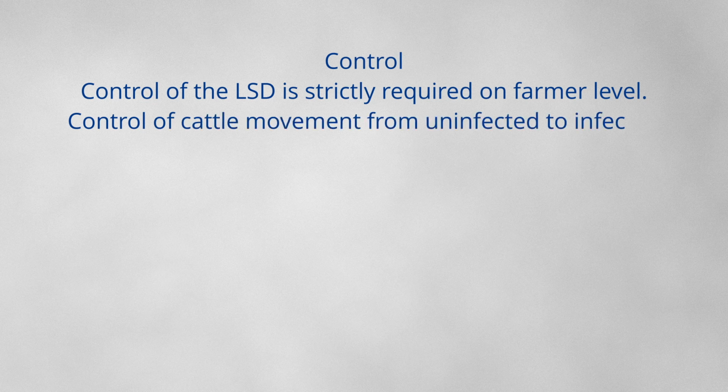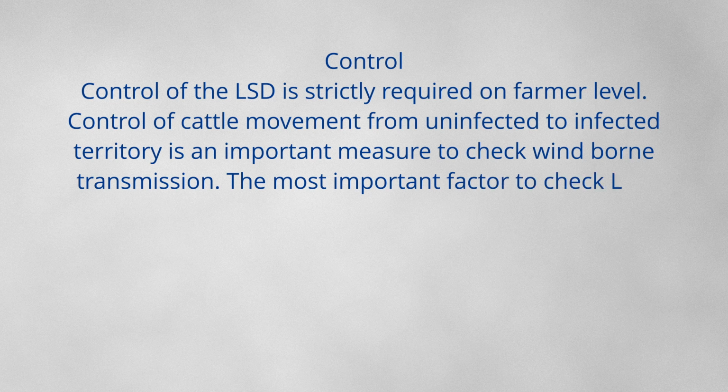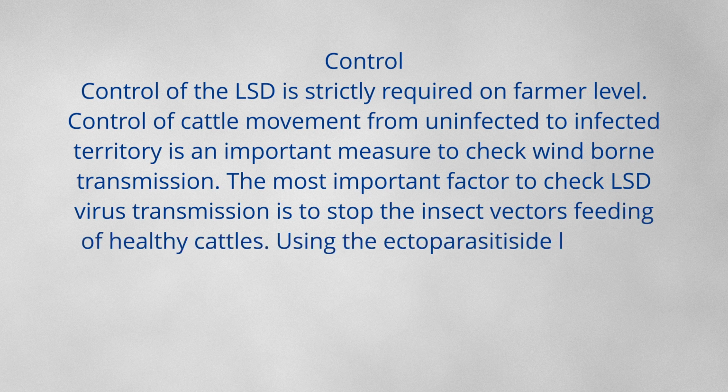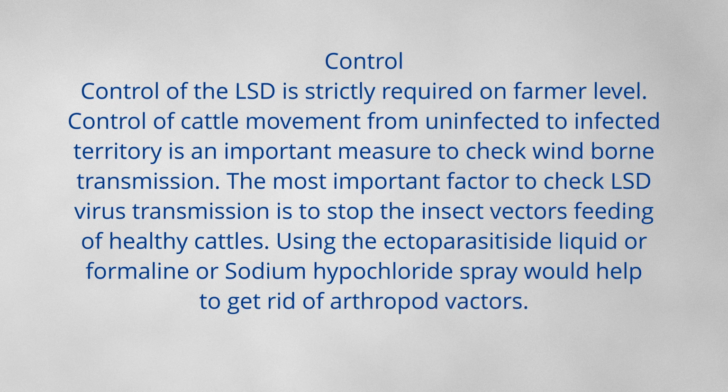Control of cattle movement from uninfected to infected territory is an important measure to check wind-borne transmission. The most important factor to check LSD virus transmission is to stop the insect vectors feeding on healthy cattle. Using ectoparasiticide liquid or formalin or sodium hypochlorite spray would help to get rid of arthropod vectors.